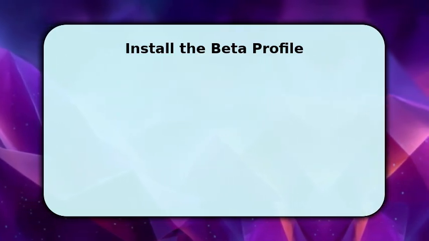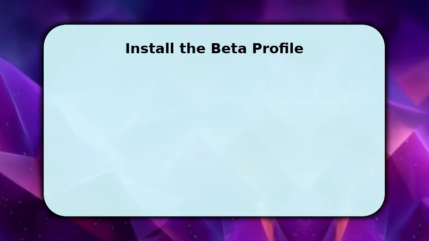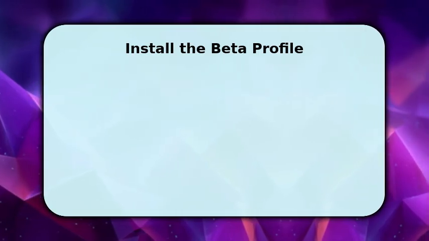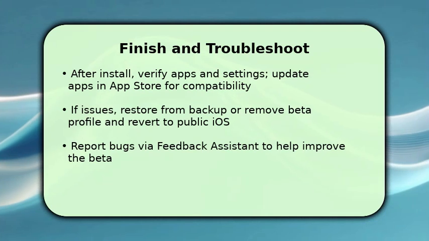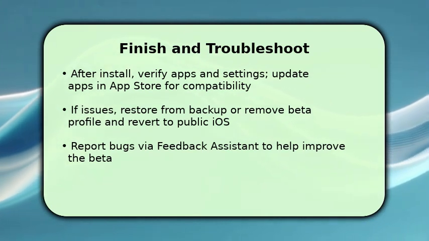Once the phone reboots, open Settings, General, Software Update and install the beta build over Wi-Fi with battery above 50%. Doing it this way ensures a clean delivery and minimizes interruptions. After the update, scan your apps and settings. Update apps in the App Store so they work with the new beta.